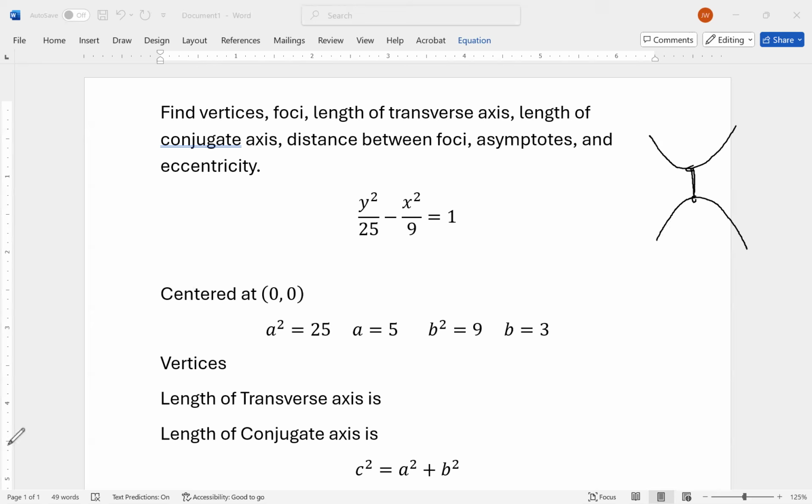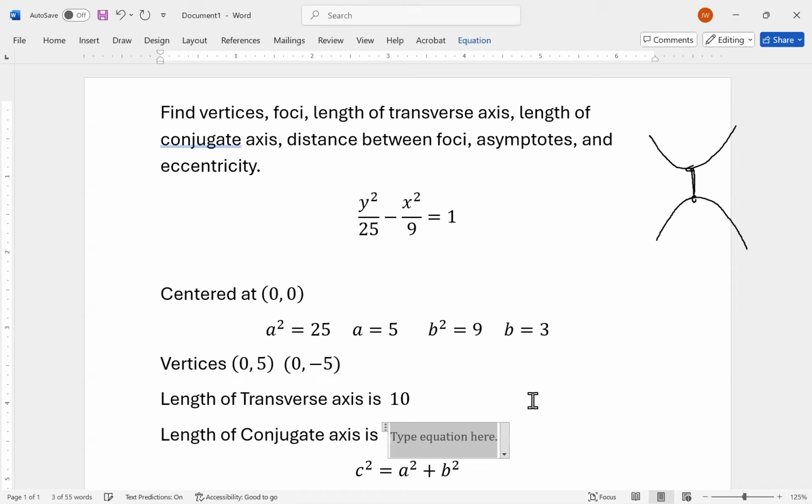So there we go. That means the vertices are going to, again, move up and down. So we go 0, 5, and 0, -5. Length of the transverse axis, since A is 5, length is 10. Length of the conjugate axis, since B is 3, length of the conjugate axis is 6.